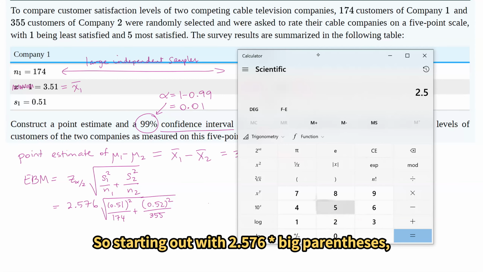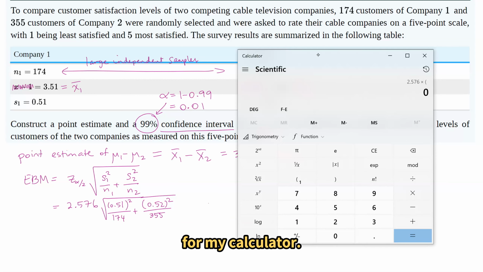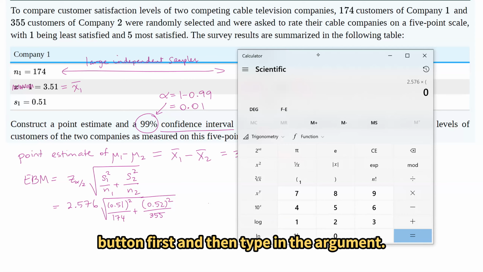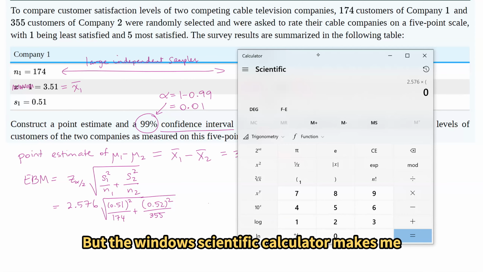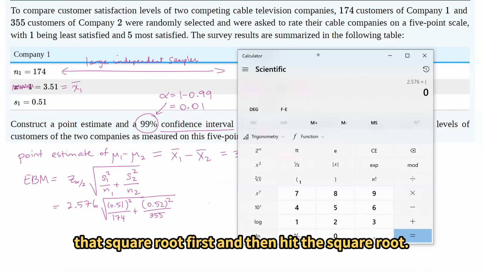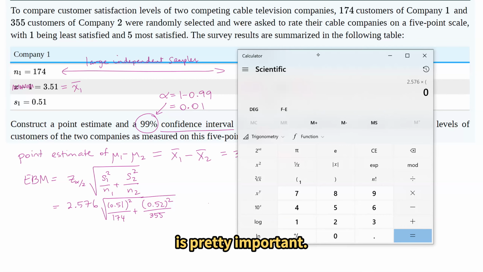So starting with 2.576 times, big parentheses, we have to put all of this fraction in first for my calculator. Your calculator might be able to hit that square root button first and then type in the argument, but the Windows scientific calculator makes me do everything underneath that square root first and then hit the square root. So knowing how your calculator works is pretty important.